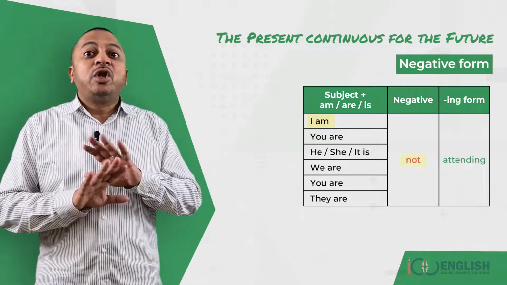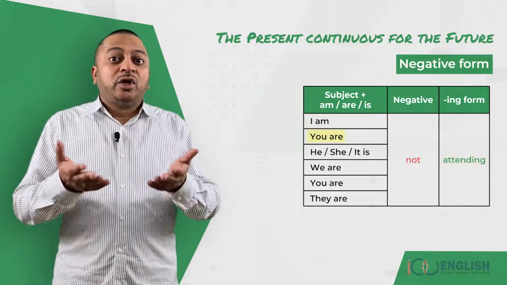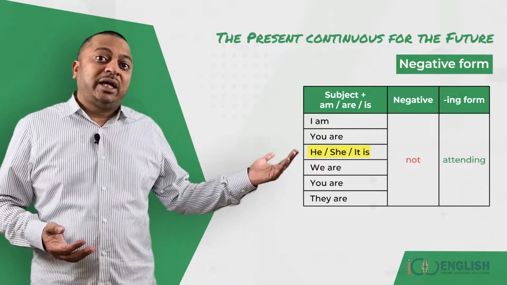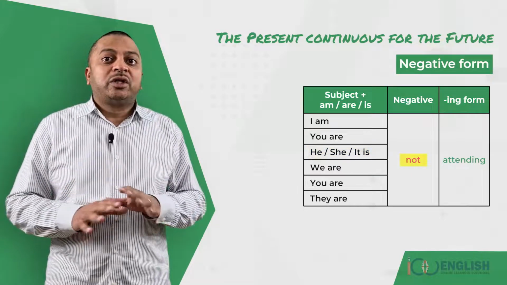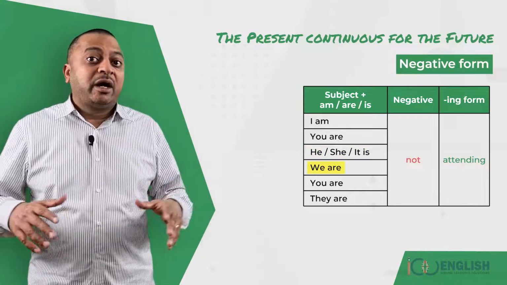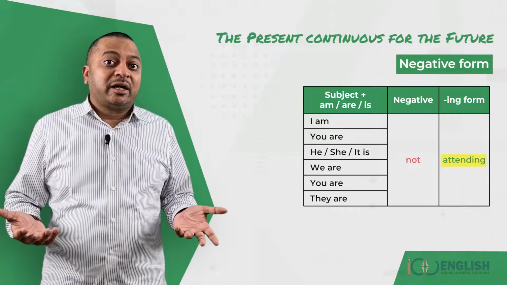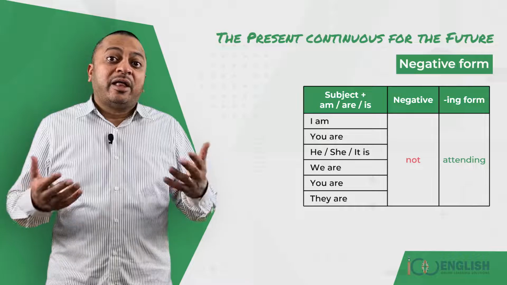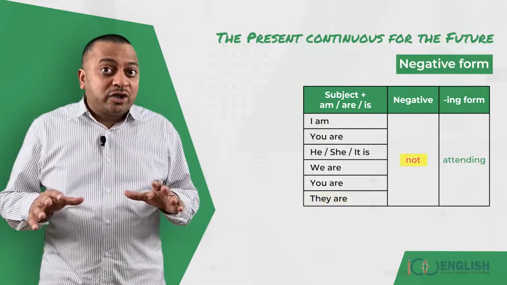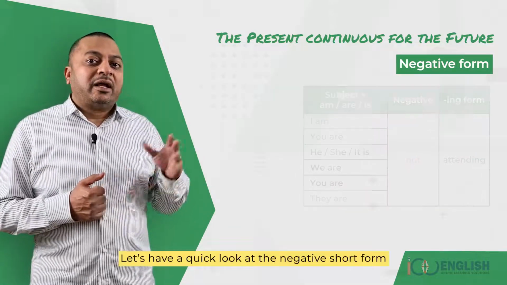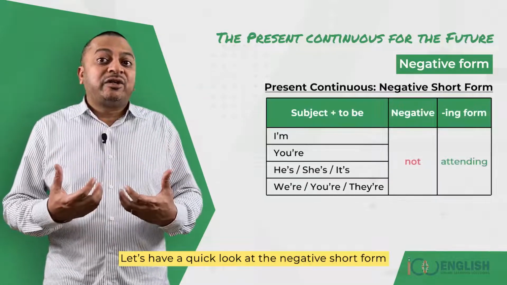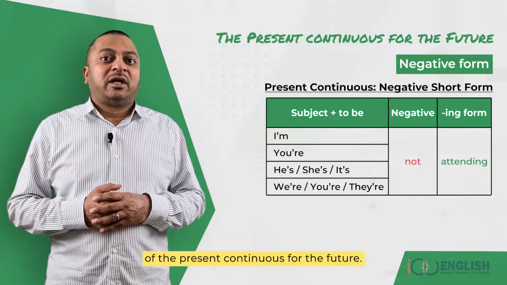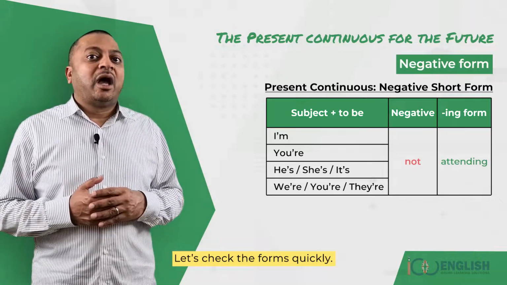I am not attending. You are not attending. He, she, it is not attending. We are not attending. You are not attending. They are not attending. Let's have a quick look at the negative short form of the present continuous for the future. Let's check the forms quickly.